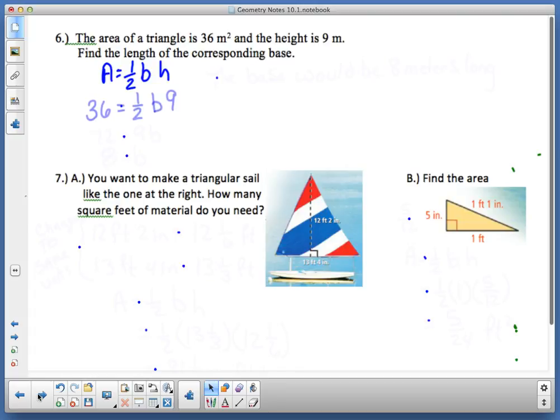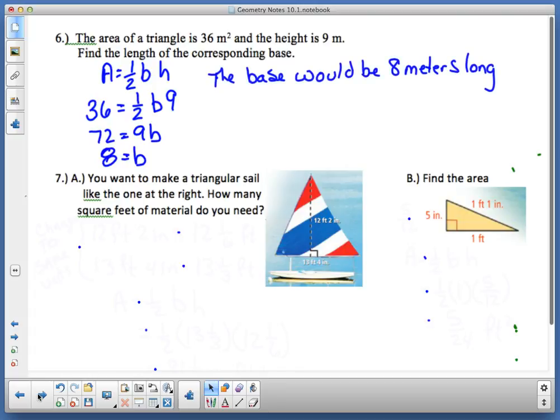Well, I'm going to pop in 36 for A, 1/2 base times 9, and I'm going to solve for b, my base. Divide by 9, multiply by 2, or multiply by 2, divide by 9, or just divide by 4.5. Either one works, it'll all get to 8. 8 is my base, and word problem, word answer, the base would be 8 meters long.